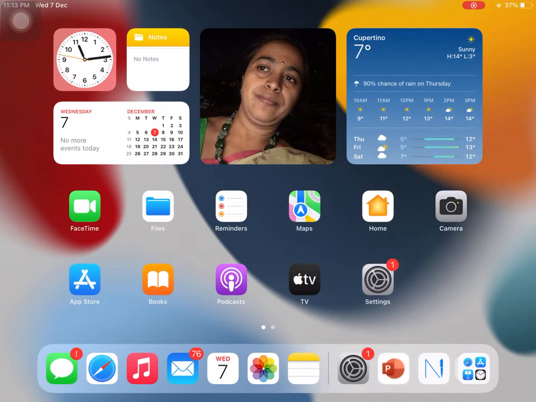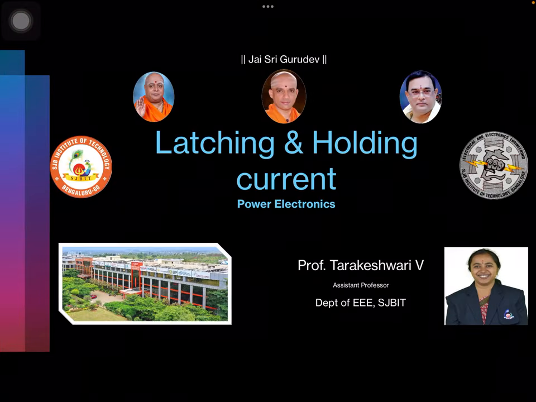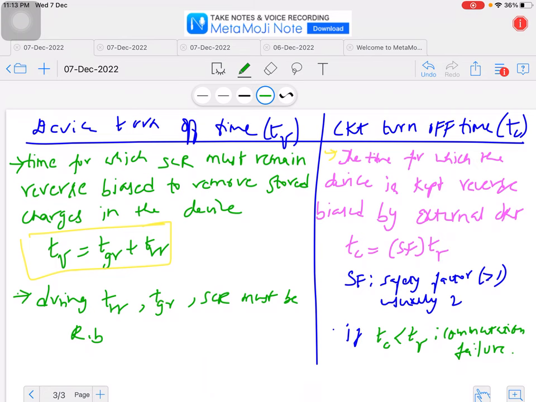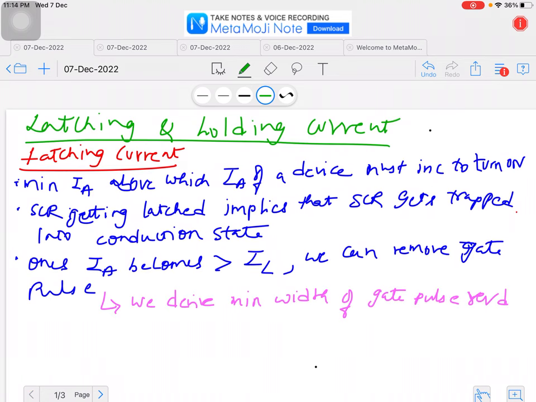Hello students, today we'll talk about the latching and the holding current in power electronics. What is latching current and holding current? Latching current and the holding current in the SCR.